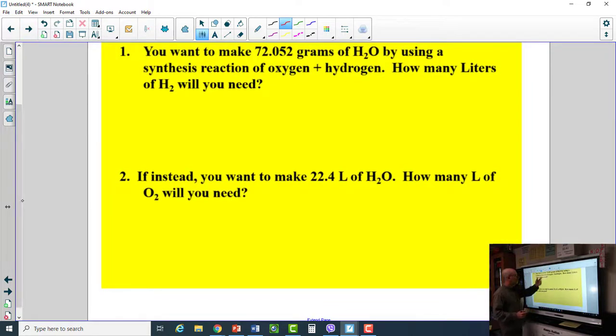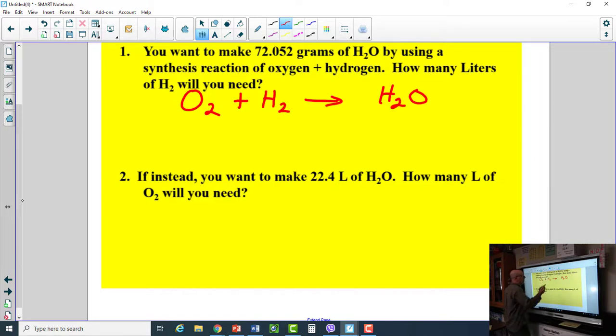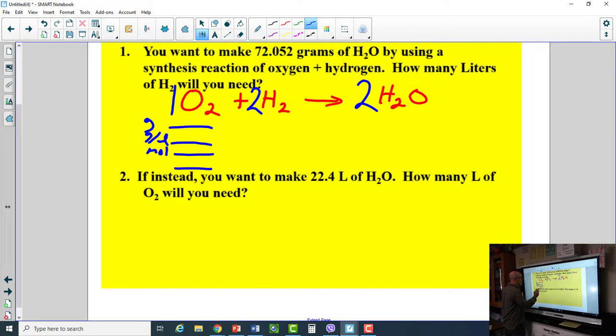We want to make 72.052 grams of H2O by using a synthesis reaction. So a synthesis reaction means we're going to synthesize, we're going to make H2O. What are we going to make it from? Oxygen and hydrogen. Oxygen is one of the diatomics, so is hydrogen. We need to balance this. I need a 2 there, I need a 2 there. I believe it's a 1 to 2 to 2 mole to mole ratio. So I can have my usual grams per mole, which is molar mass, and moles. And I'll also need liters for at least one of these two. And you only use liters for gases.